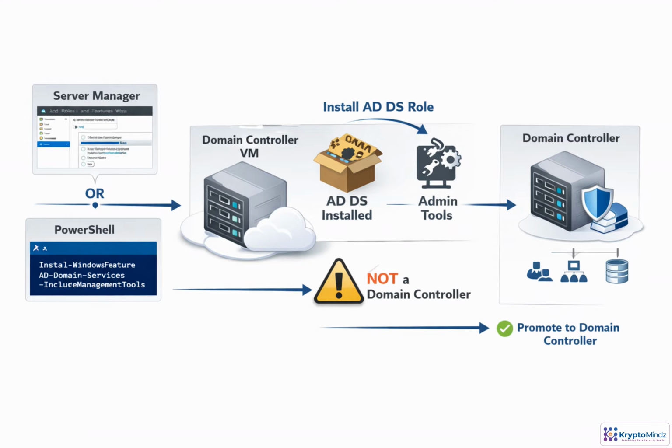The first hands-on step is adding the Active Directory Domain Services role to your server. You can do this through Server Manager's Add Roles and Features wizard, or with PowerShell using Install-WindowsFeature. Include the management tools so you can administer AD from this machine. After installation, the binaries are present, but the server is still just a member server. Verify the role installed cleanly. That prepares you for the separate promotion step.